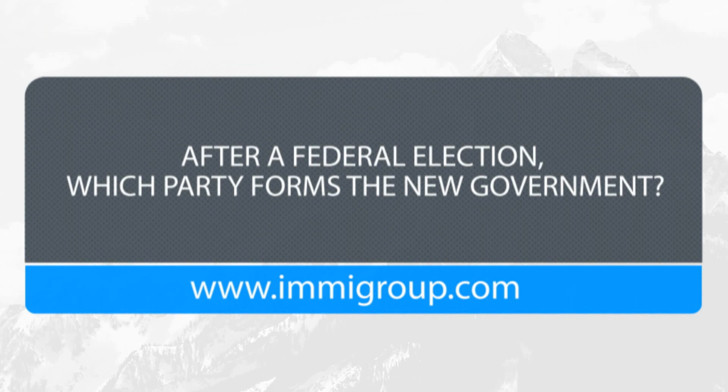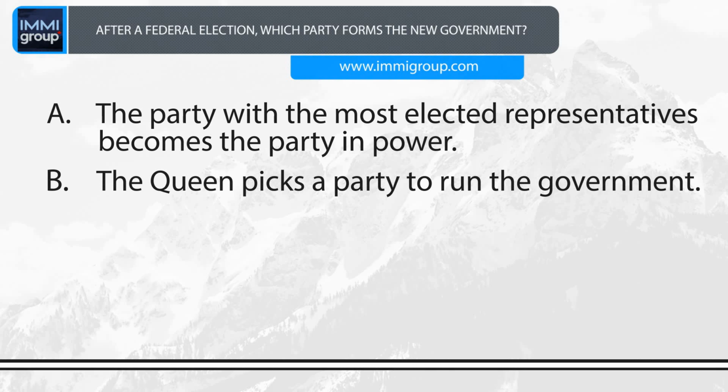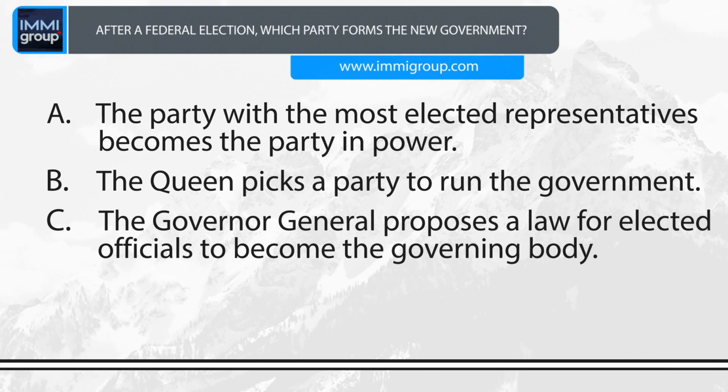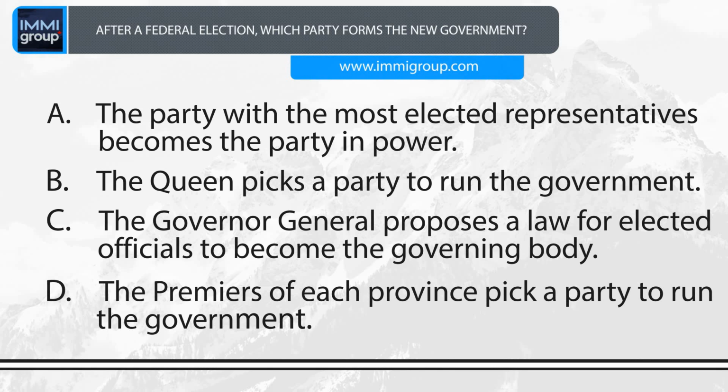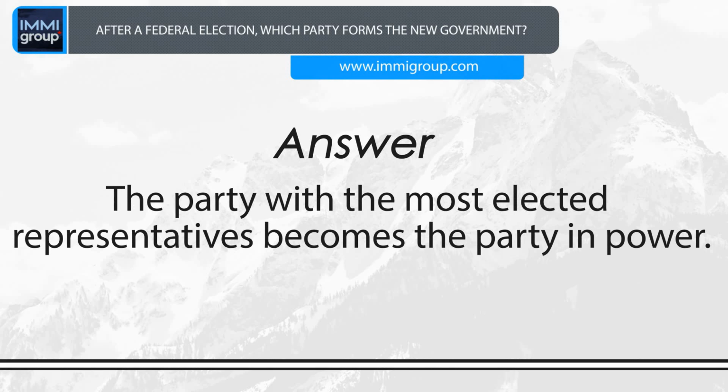After a federal election, which party forms the new government? A. The party with the most elective representatives becomes the party in power. B. The Queen picks a party to run the government. C. The Governor-General proposes a law for elected officials to become the governing body. D. The premiers of each province pick a party to run the government. Answer: the party with the most elective representatives becomes the party in power.